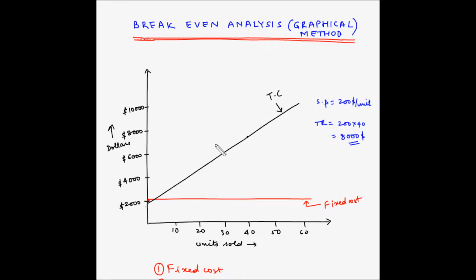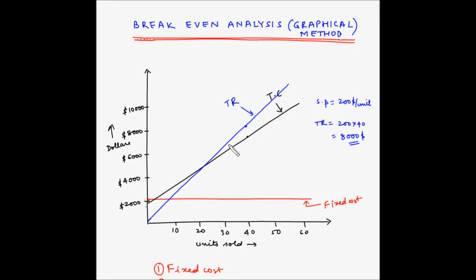So now we have 2 points. One is 0 and the other one is $8,000 at 40 units. So let's draw the line for total revenue. Let's say the point is somewhere here. Now again, this graph is not to scale. So let's draw the line for total revenue. So this represents the total revenue.